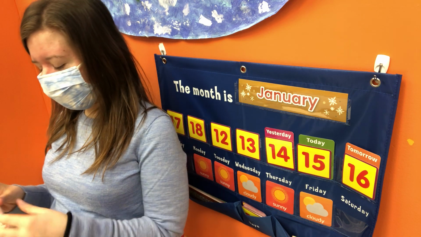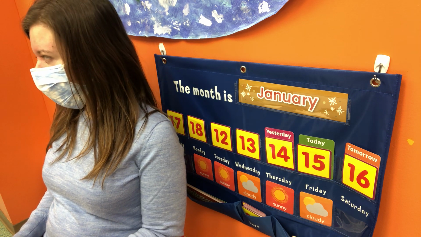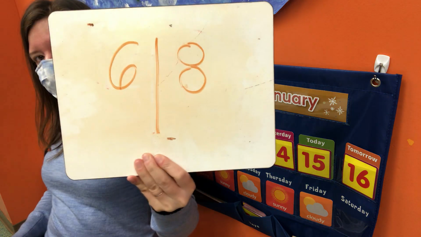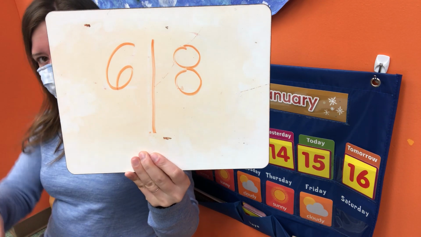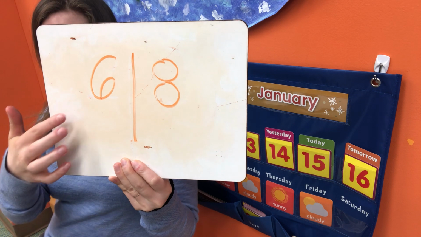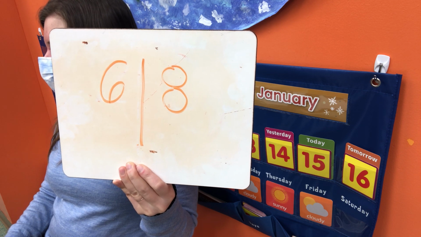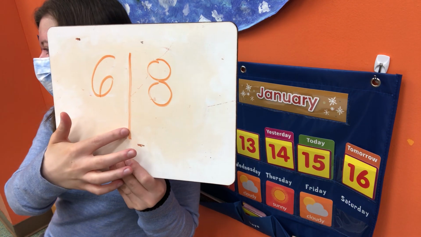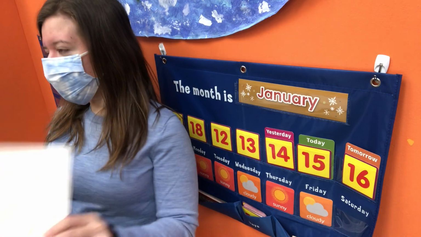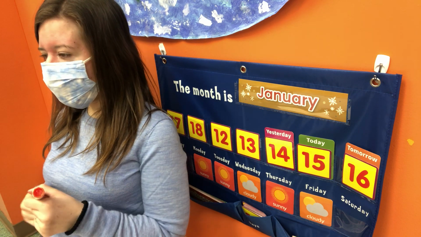Let's see over here. What numbers do we see here? 6 and 8. So we see a 6 and an 8. Six is smaller and 8 is bigger. Good. Six is smaller and eight is bigger. Eight is bigger and six is smaller. Good. Okay.